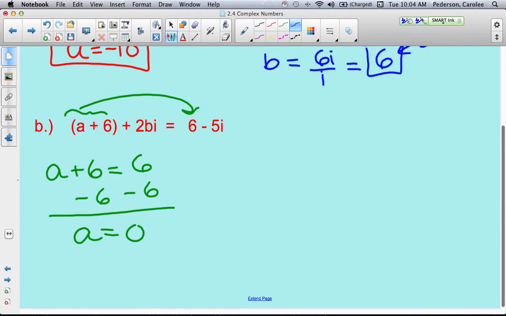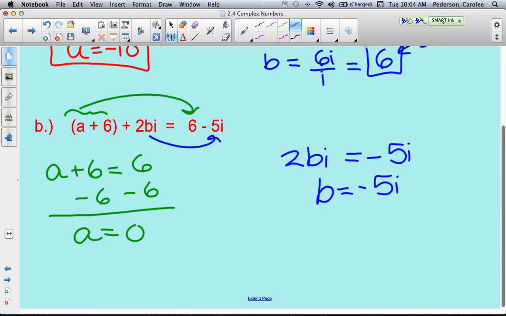Imaginary. Those are your imaginary parts. We want to find out what would be B. So we set the imaginary parts equal to each other and solve for B. How do we solve that equation for B? What do we need to remove from the left side? The i and the 2. So to undo that, we would divide. So the i's will cancel, and I'm left with negative 5 halves.